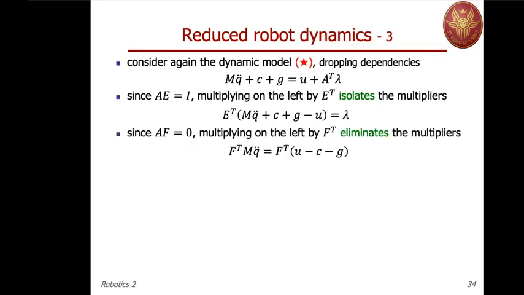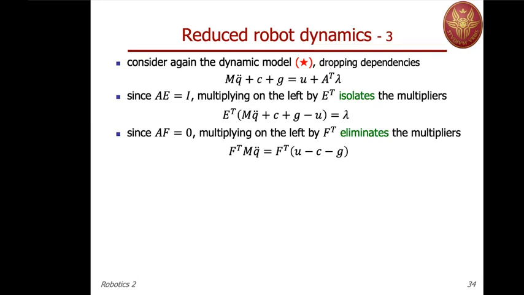Another way of doing things is to pre-multiply to the left both sides of the previous equation by F transpose, using the property A times F equals 0 that we have already used once. Now this in fact will eliminate the multipliers from the picture, because F transpose times A transpose on the right hand side is 0 and the multipliers are gone.